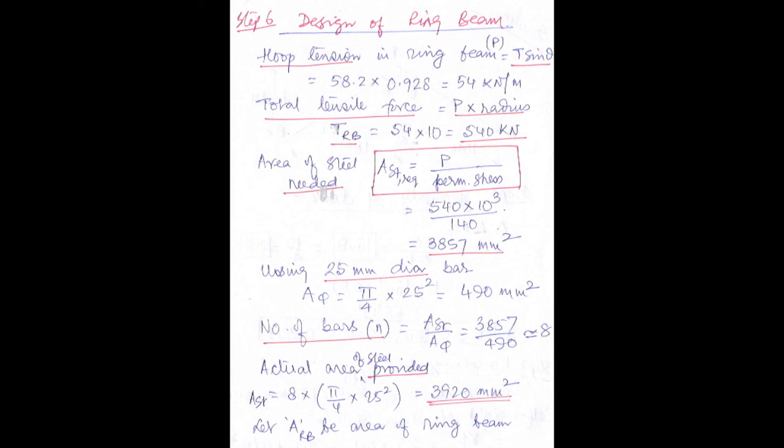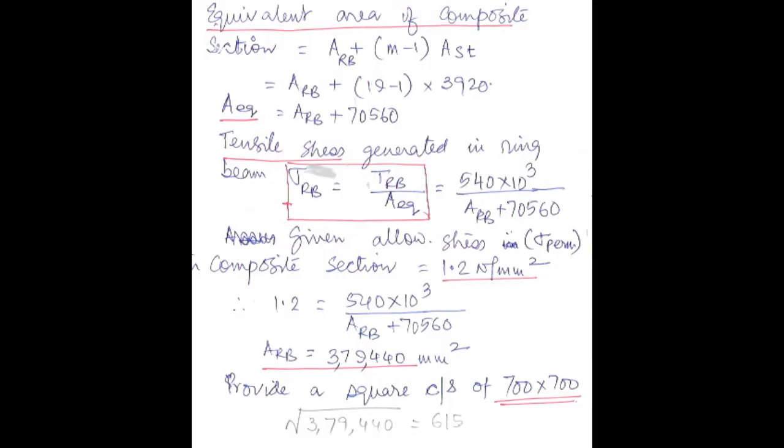Now let us assume ARB is the area of the ring beam. The final stage has come: how we will decide the area of the ring beam. Here we have to find the equivalent area of the composite section. AEQ is given as ARB, the area of the ring beam, plus (m minus 1) multiplied by AST, where m is the modular ratio. That value is 19 minus 1, and AST we have got as 3920. So from here we are getting one expression.